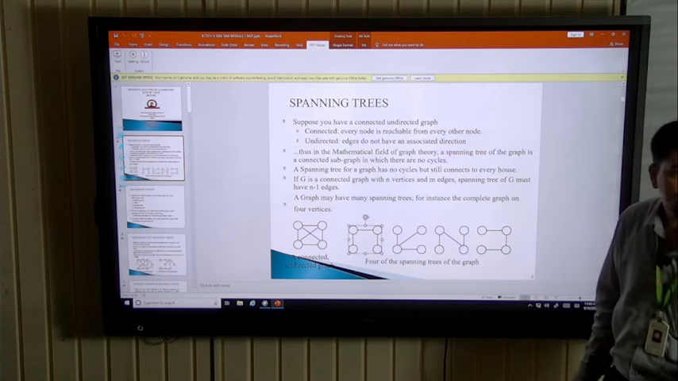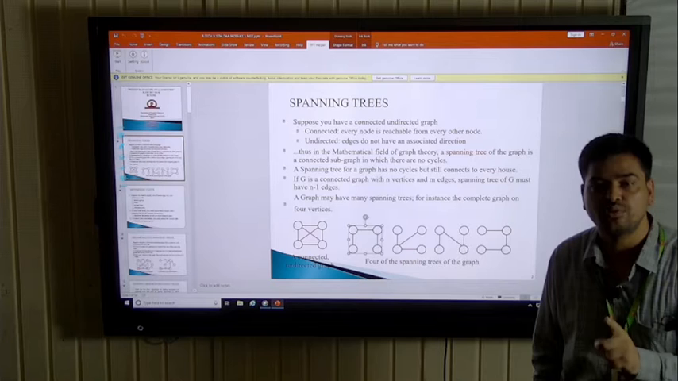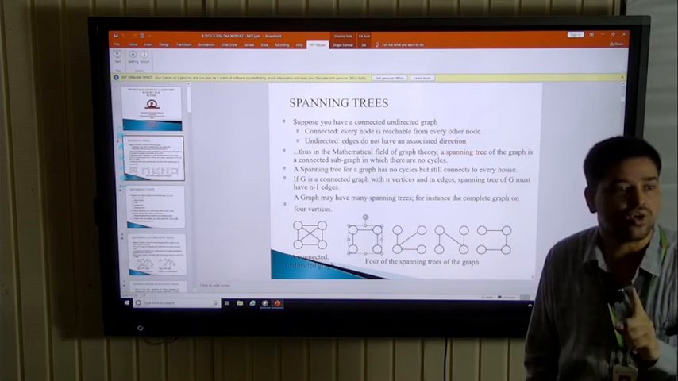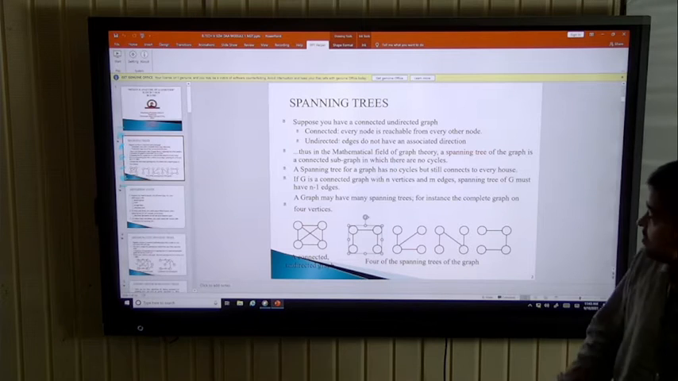This is the spanning tree. So if you break the cycles of the graph, then you convert it to a tree, which is called a spanning tree. Clear? This is the formula.